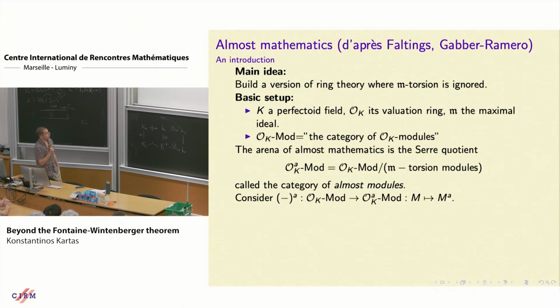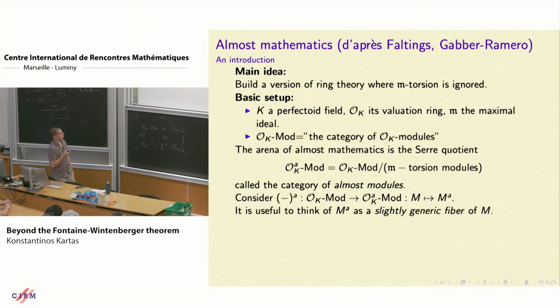So this is just a piece of notation. I will use this notation for the almostification functor, the functor which takes M to its canonical image in the quotient. And you may complain that I haven't given a formal definition of this, but I will try to give an intuition now. I will try to justify why one can think of this almost module M as a slightly generic fiber of M.